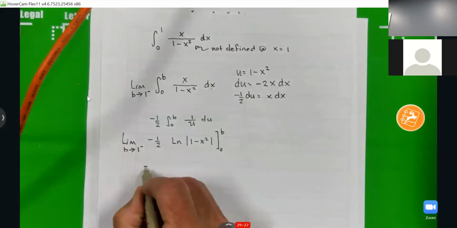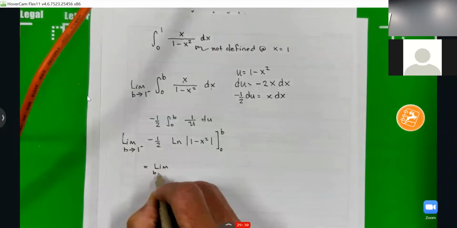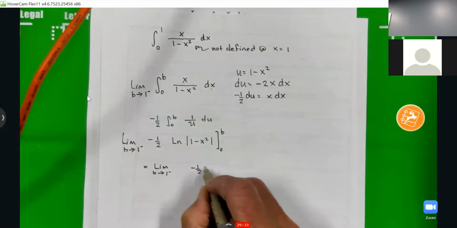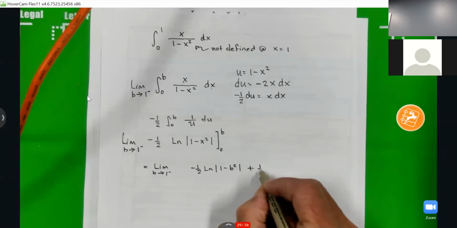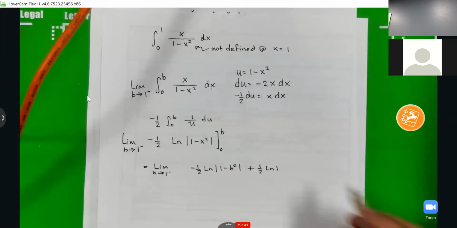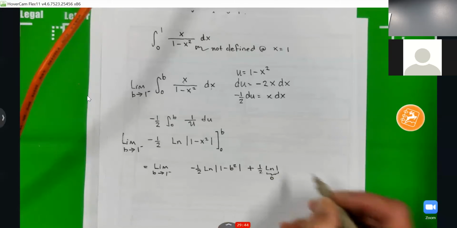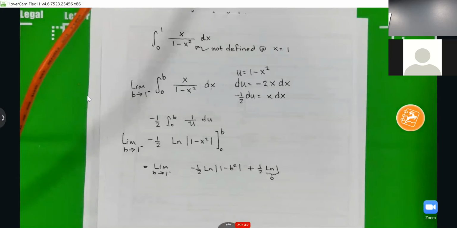And so the expression that I have when I substitute those numbers in is a negative 1/2 natural log of 1 minus b squared. Minus a minus gives me plus 1/2 natural log of 1. The natural log of 1 is 0, so that whole second term is 0. b is going to 1 from the left, so b squared is going to be 1. Then I'm taking the natural log of 0. Well, the natural log of 1 is 0.